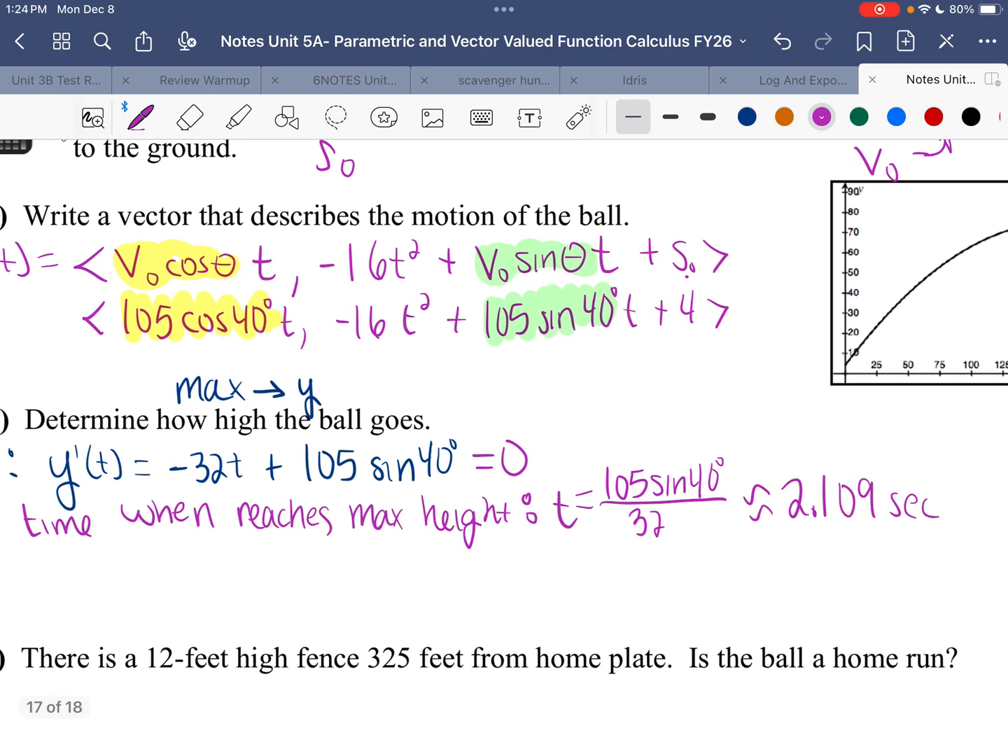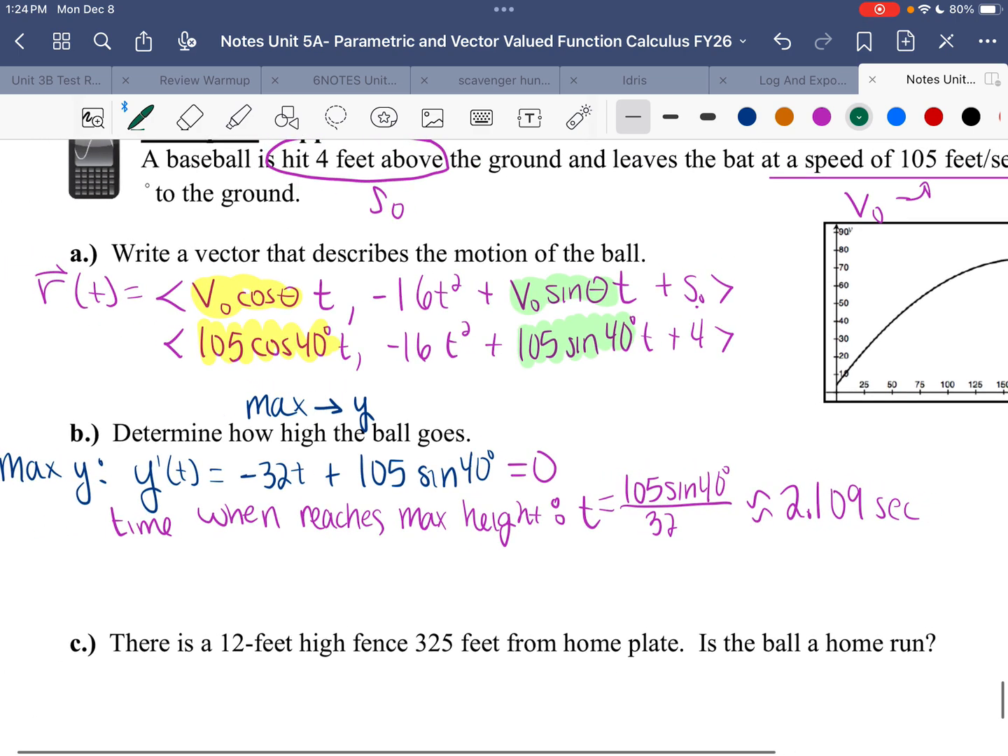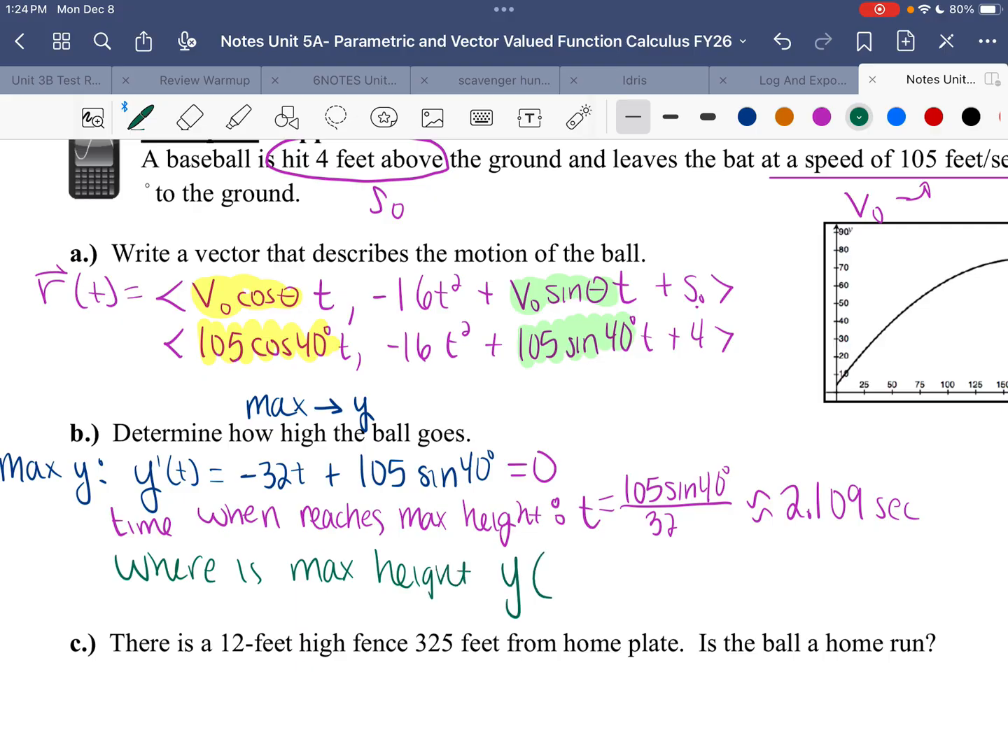What is the actual max height? Where do you need to substitute this in? The max height is happening at the time 2.1, but we need to plug that time into the y value. 2.09, I should say.